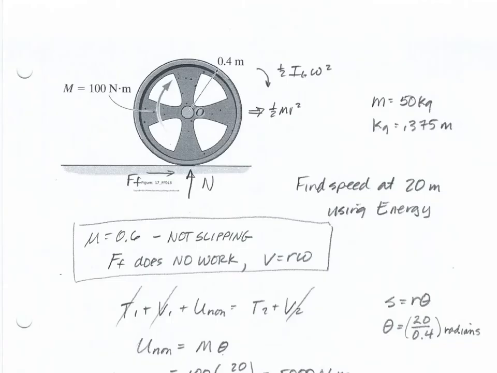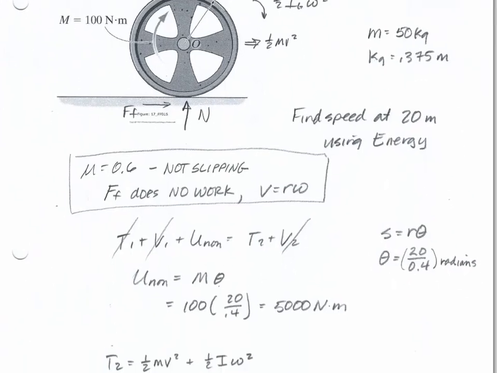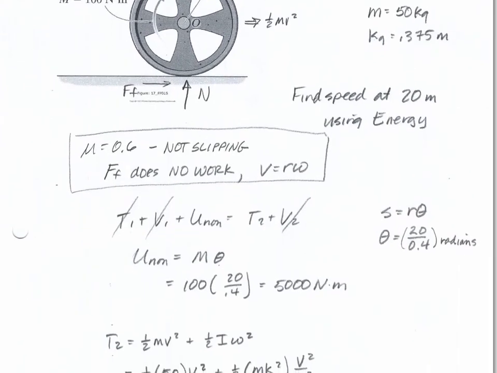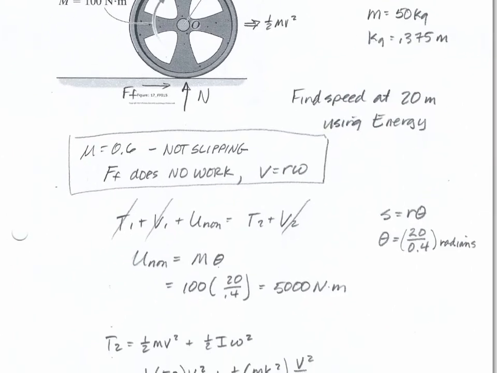All right, so let's go back to our single wheel and find out what the speed of this guy is at 20 meters using energy. Same concept again. We're going back to mu of 0.6, which is a no-slip condition, and we know that the force of friction does no work, and V equals R omega under those conditions. T1 plus V1 are both going to be 0 because we have no beginning kinetic energy, no change in elevation, and no springs.